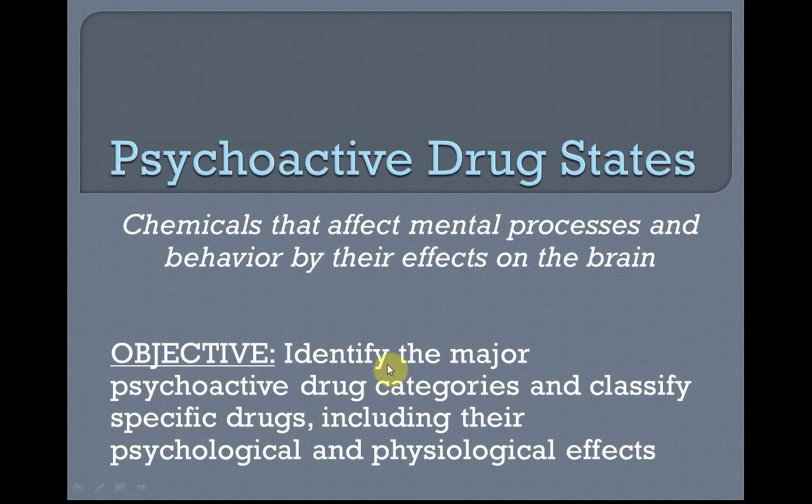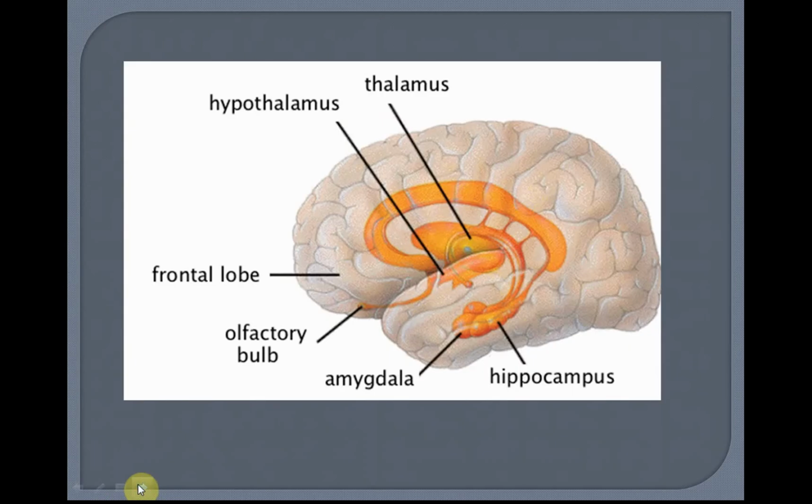So again, we're talking about how these psychoactive drugs affect the mental processes and behaviors of an individual. So it's important for us to first understand that psychoactive drugs have an effect on the limbic system, specifically the hypothalamus and the thalamus. When you think about certain drugs, like how they increase appetite or decrease appetite, this would make sense. Or the hippocampus, how some drugs have an effect on our ability to store memories. And then our amygdala, of course, with our emotions.